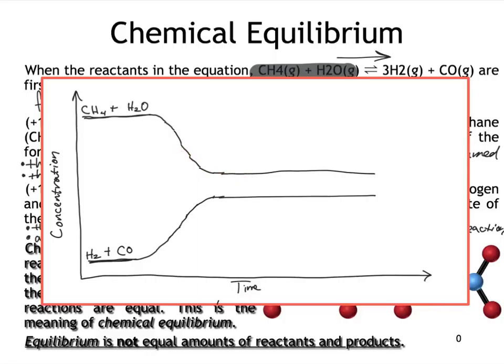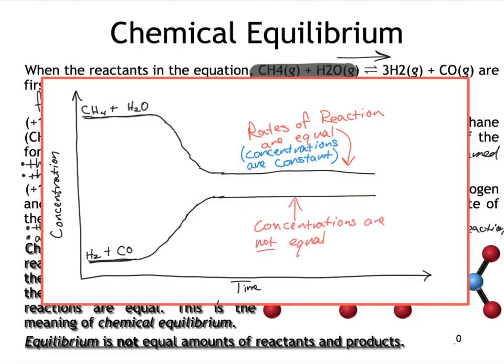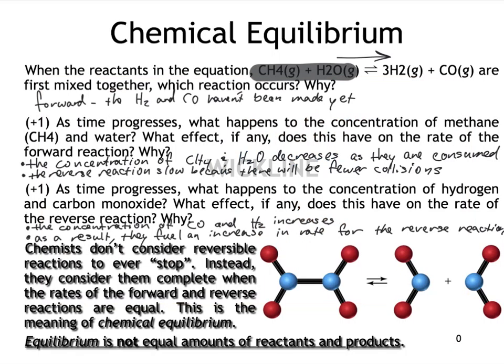Now, eventually, the rate of the forward reaction is equal to the rate of the reverse reaction, and you'll get these flat lines. You could also think of these flat lines as being constant concentrations. However, it is not true to say that the concentrations are equal. You can see in the diagram that the concentrations are in fact different, not equal. All right, so let's get rid of this. I just wanted to make sure that you guys pick up on this last bit.